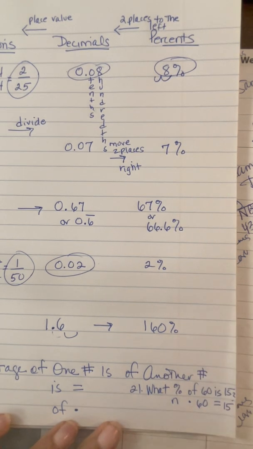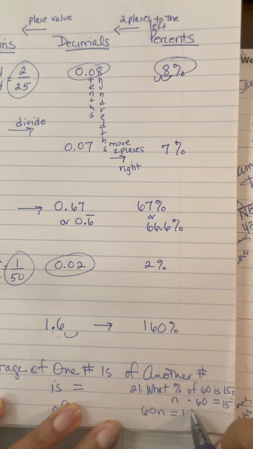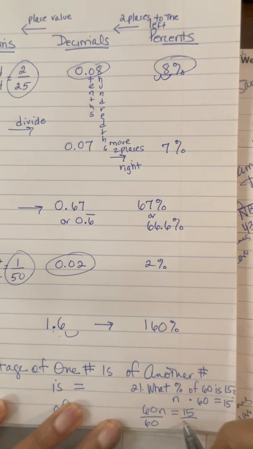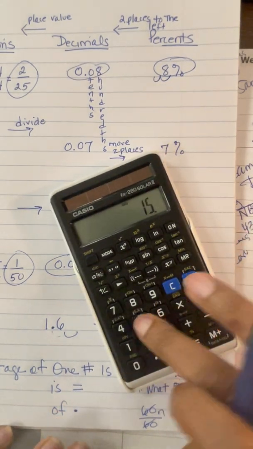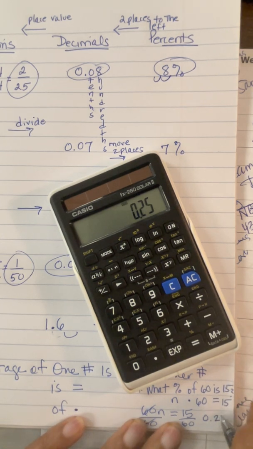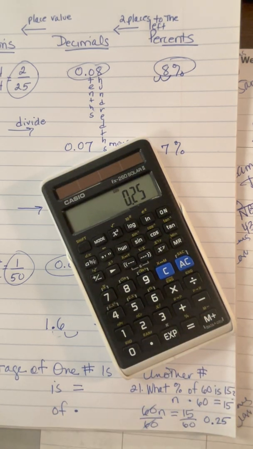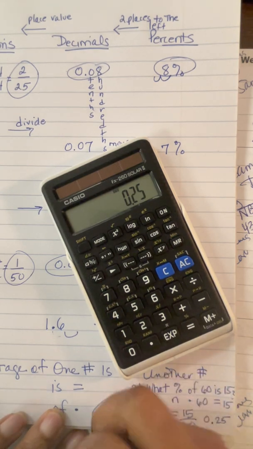So I'm writing 60n, because I like to see my coefficient and my variable. I'm going to divide both sides by 60. And 15 divided by 60 is 0.25. They ask about the decimal, but here it says what percent. So if 0.25 is a decimal, the percent would be 25%.